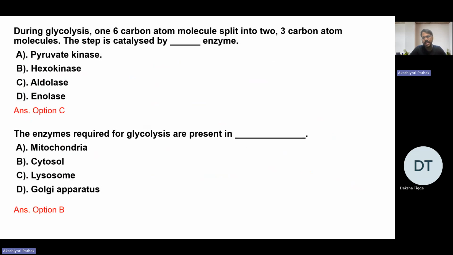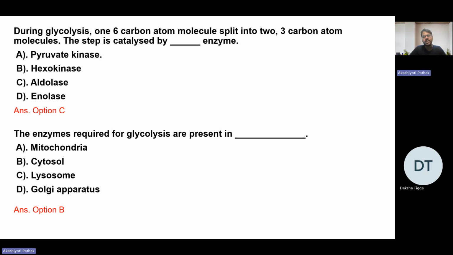So glycolysis takes place in the cytosol. Krebs cycle takes place in the mitochondria. Electron transport chain and oxidative phosphorylation all take place in the mitochondria. More specifically, the mitochondrial matrix is where the Krebs cycle takes place, and the inner mitochondrial membrane is the site where oxidative phosphorylation or the electron transport chain takes place.